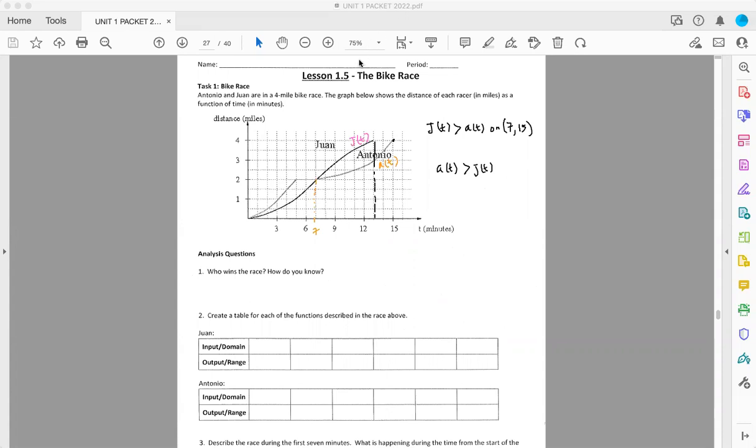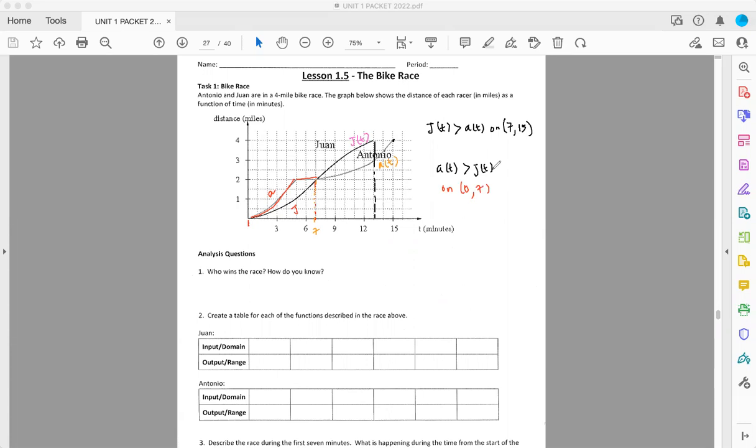And this happens actually here. This is Juan. This is Antonio. Antonio here is above, all the way to here. So technically, you're saying between this point from the beginning, well, not exactly at the beginning, because at the beginning they're exactly the same, up to this point. And you don't want to include them. So you're going to say A of t is higher than J of t for t on the open interval 0 to 7. So between 0 and 7, A is above, okay?